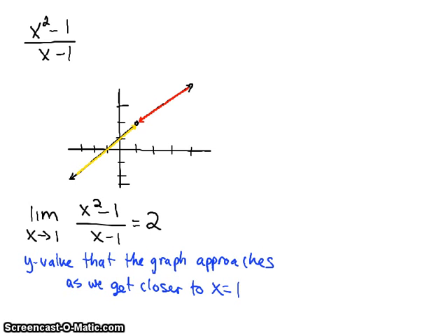If we look at the graph the way I have it drawn now, you see the yellow line and the red line. Those are what we're going to call one-sided limits.